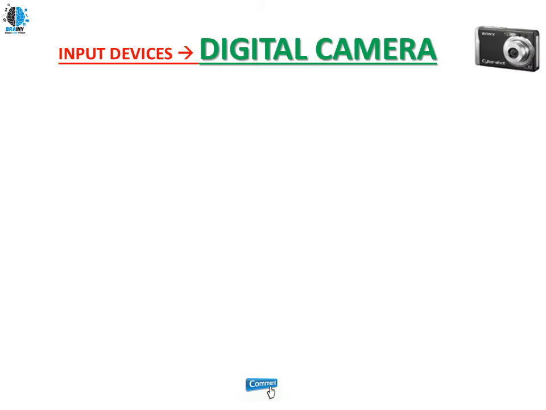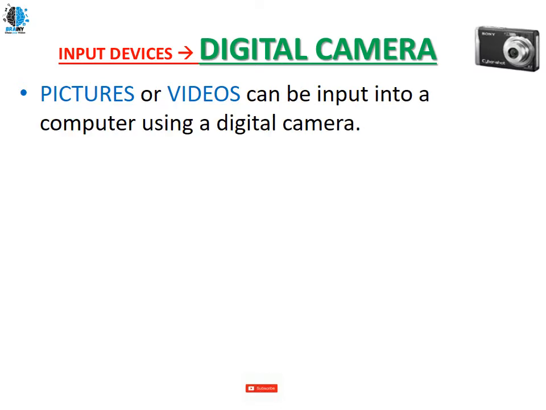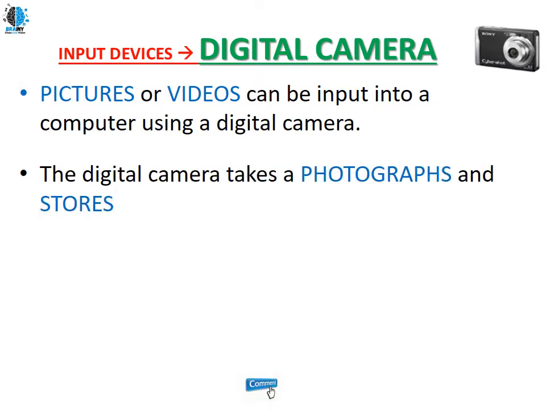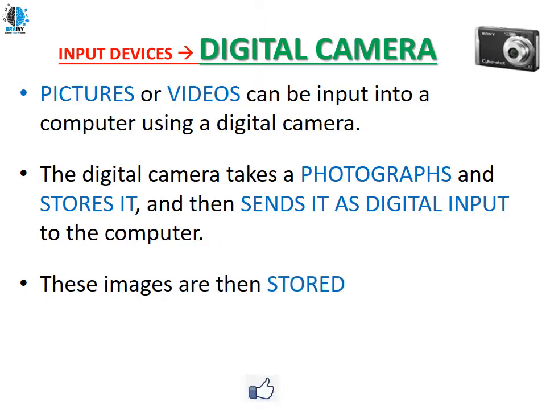Digital camera. Everyone knows what a digital camera is. A digital camera is also one of the input devices of a computer system. Pictures or videos can be input into a computer using a digital camera. The digital camera takes photographs, stores them, and then sends them as digital input to the computer. These images are then stored as digital files in a computer system.